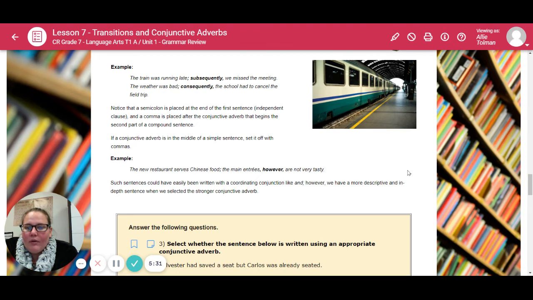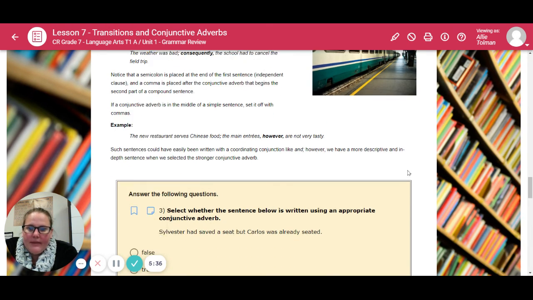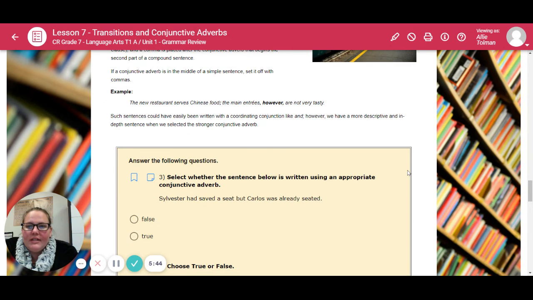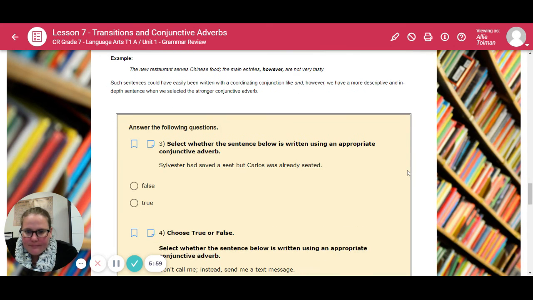If a conjunctive adverb is in the middle of a simple sentence, set it off with commas. Here's an example. The new restaurant serves Chinese food. The main entrees, however, are not very tasty. Such sentences could have easily been written with a coordinating conjunction like and. However, we have a more descriptive and in-depth sentence when we select the stronger conjunctive adverb.